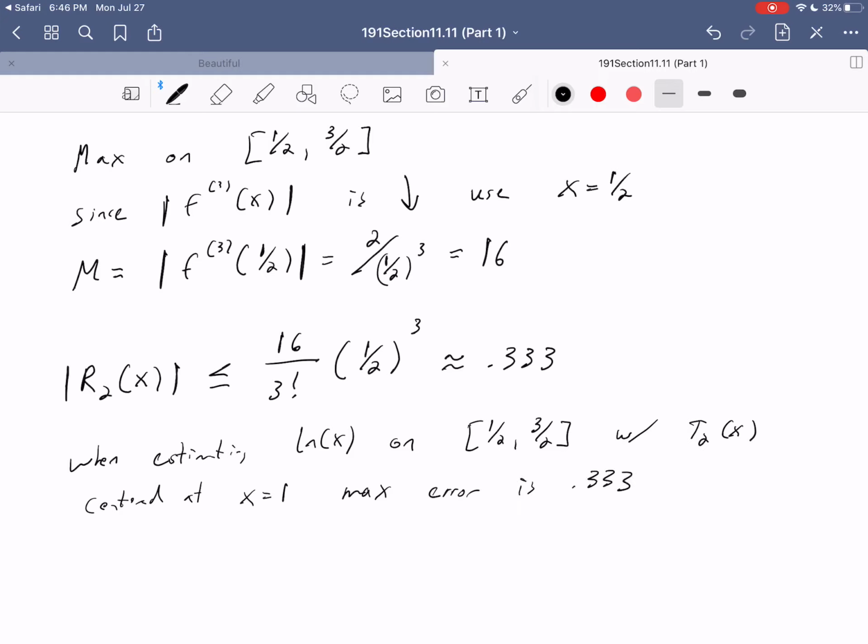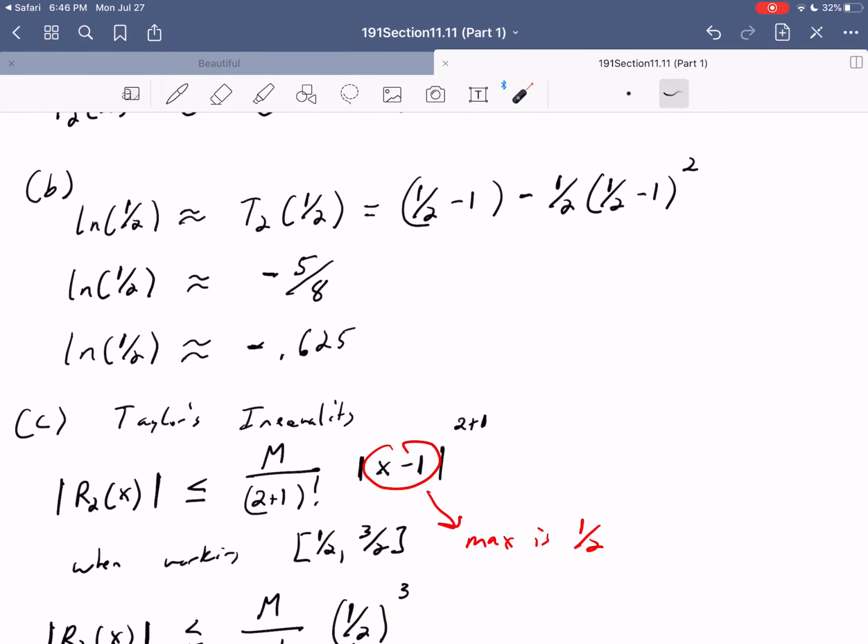Now, what that's basically saying is that the worst case scenario is that our approximation we came up with here is off by 0.333. Now that's really bad if you think about it, because this is only negative 0.6, so being off by 0.333 is more than 50% error. But of course, we only did this with T2. So we did a very small approximation, and so this estimate isn't that great.